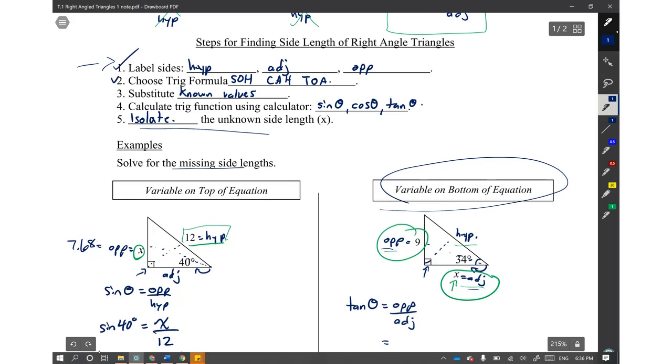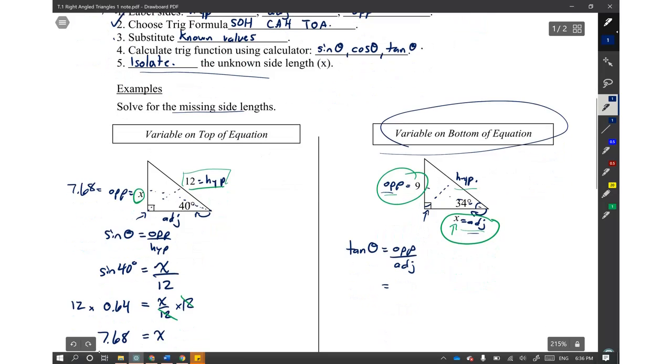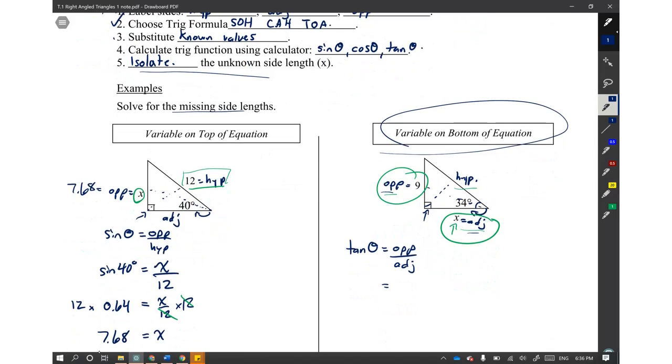Now that I've chosen my trig formula, I can substitute in my known values. Well, I know that theta equals 34 degrees. I know that my opposite side has length 9, and my adjacent side is my unknown, that's an x. So I've done that. Now I'm going to calculate my trig function using a calculator. So I'm going to grab my calculator and do the tan of 34 degrees. That equals 0.67 equals 9 divided by x.